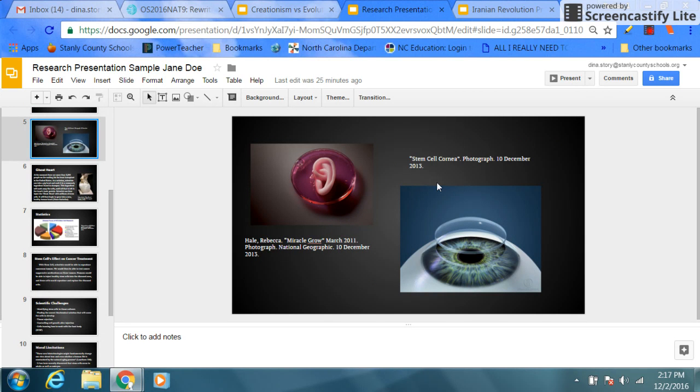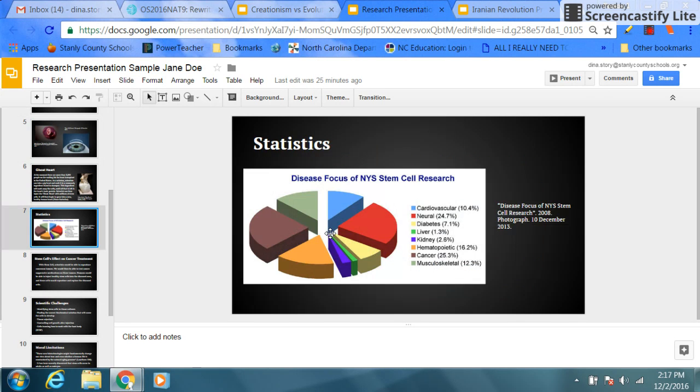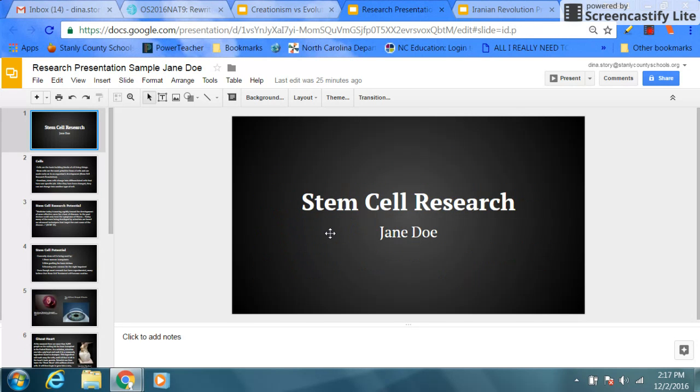You notice she has slides that have images on them. You might have a couple of slides that just have images on them. Okay, so what you're going to be able to do is set it up the way you want to. Like she has a lot of information on her slides directly from her paper.